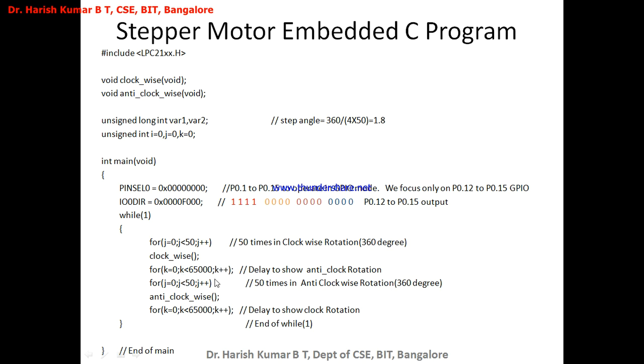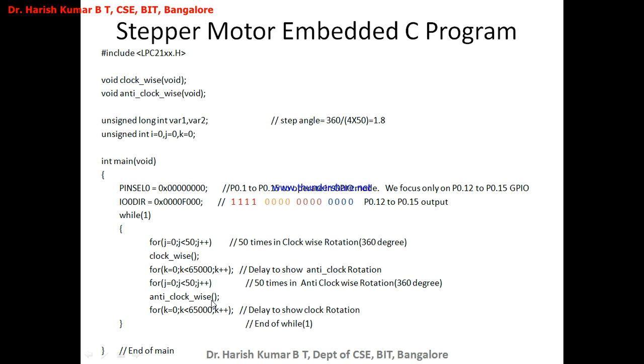And now this is the delay. Once the stepper motor rotates 360 degree in clockwise direction, I want the motor to stop for some time and then start rotating in the anti-clockwise. This is the delay for stopping the motor after it rotates 360 degree clockwise. And again as usual, j is equal to 0 to 50, j plus plus, because I want the stepper motor to rotate in anti-clockwise direction for 360 degree. So again 50 is the count.